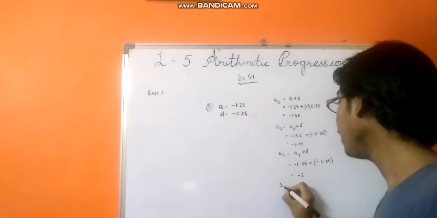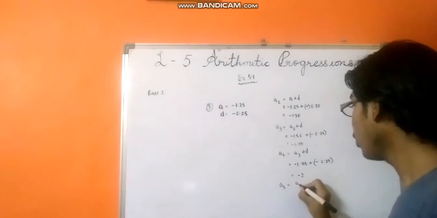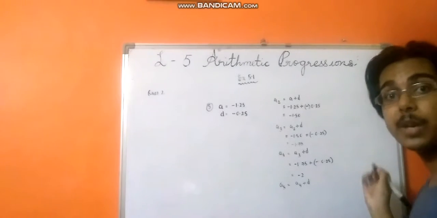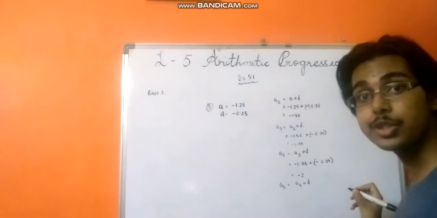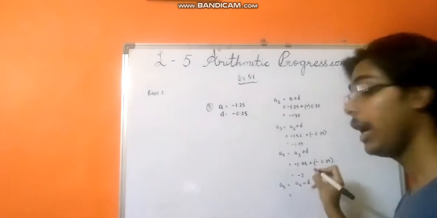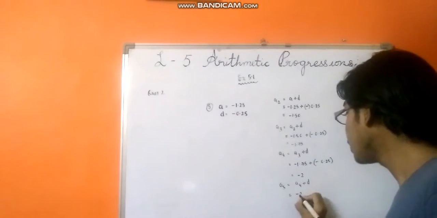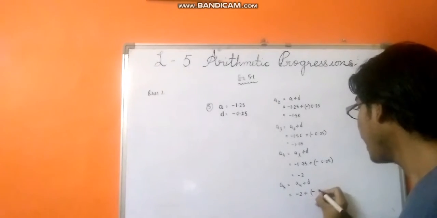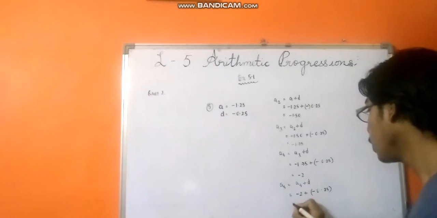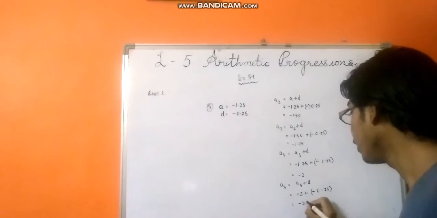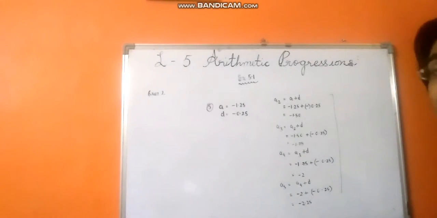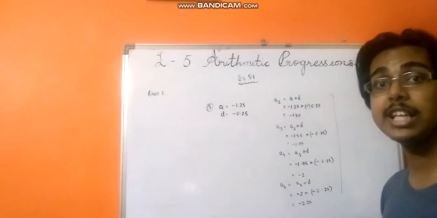Then what is the a5? a4 plus b. Why a4? Because a4 is your previous term, then you have to add the common difference to get the next term. So this is how we will find a5. What was your a4? That is the previous term. It was minus 2. So minus 2 plus minus 0.25, plus minus will become minus. So we will have minus 2.25. So these are the next four terms of this particular AP. So with this we wind up this question.